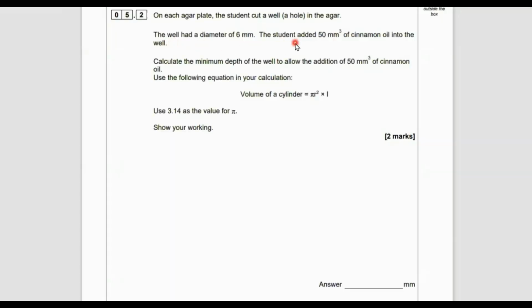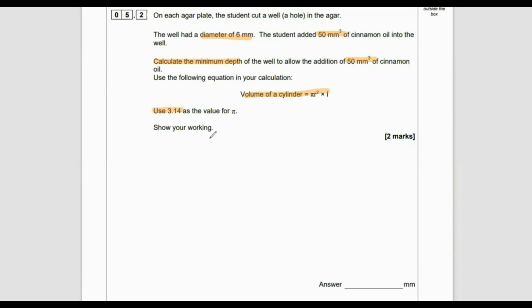Each agar plate, the student cut a well or a hole into the agar. The well had a diameter of 6 millimeter. The student added 50 millimeter cubed of cinnamon oil into the well. Calculate the minimum depth of the well to allow the addition of 50 millimeter cubed of cinnamon oil. Use the following equation in your calculation. Volume of the cylinder equals pi r squared times L, where L is the length of the cylinder. Use 3.14 for the value of pi.